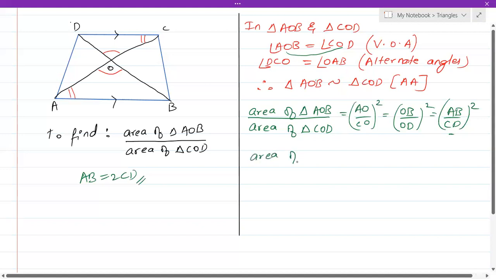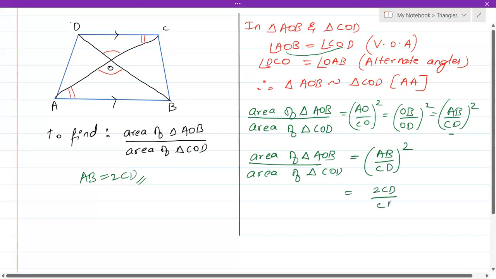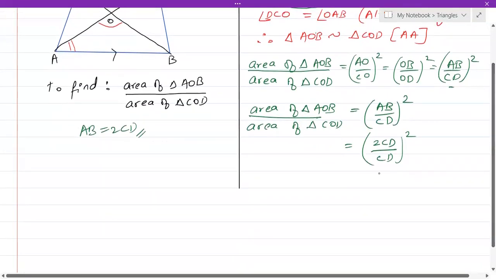Therefore, area of triangle AOB by area of triangle COD is equal to AB by CD the whole square. Now in place of AB we can write 2CD, it is given. So 2CD by CD the whole square. CD and CD get cancelled, so we are left with 2 by 1 the whole square. 2 by 1 the whole square is 4 by 1. Therefore, the ratio is 4:1.